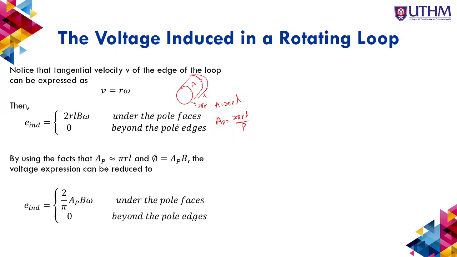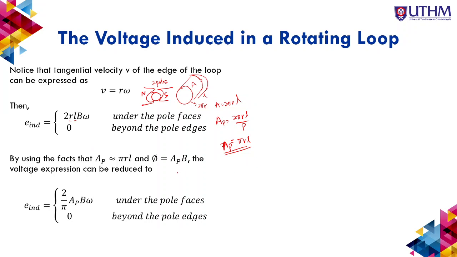In this case, we have 2 poles, north and south. So this is the rotor, and we have 2 poles. So the area of the pole will be pi RL, so AP is equivalent to pi RL. Over here we have R and also L, however we can divide by pi after this.